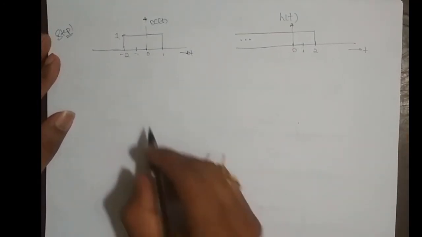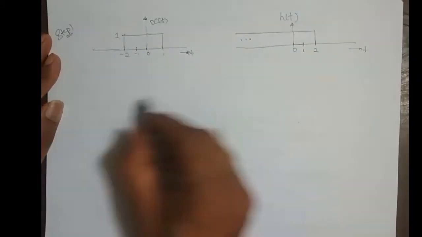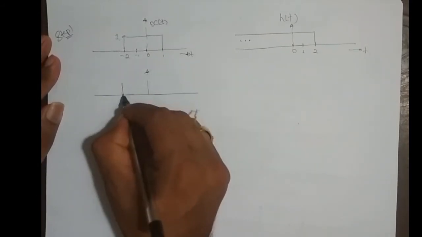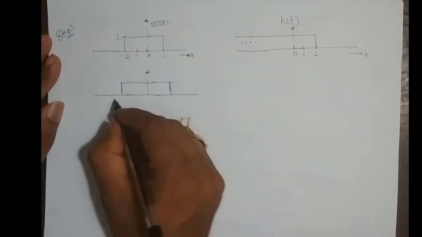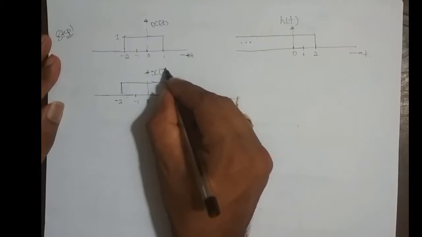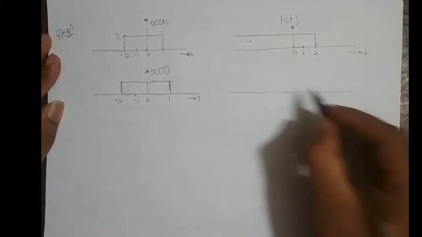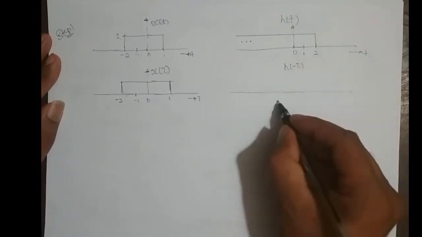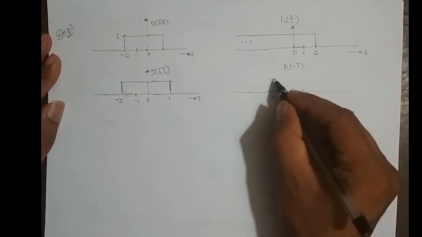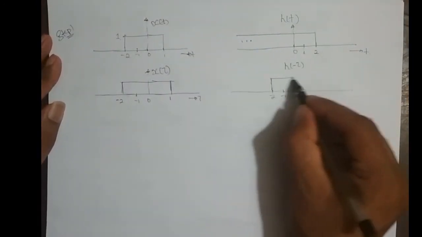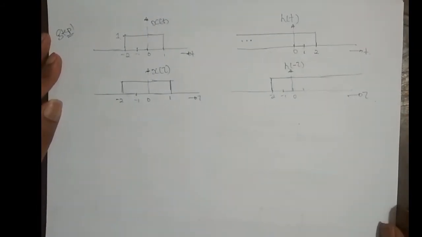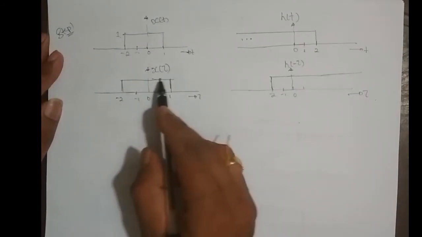Fine. What is the next step? So I have to bring this to the tau form, right? So I have to replace the independent variable from t to tau. So this is minus 2, minus 1, 0, 1. This is tau. This is x of tau. Now I have to take the mirror image of this, which is h of minus tau. So when I take the mirror image, this goes to minus 2, so minus 1, 0. So this just flips about the axis t equal to 0, right? So this is at t equal to 0. This is tau. Fine. So we got x of tau, h of minus tau.